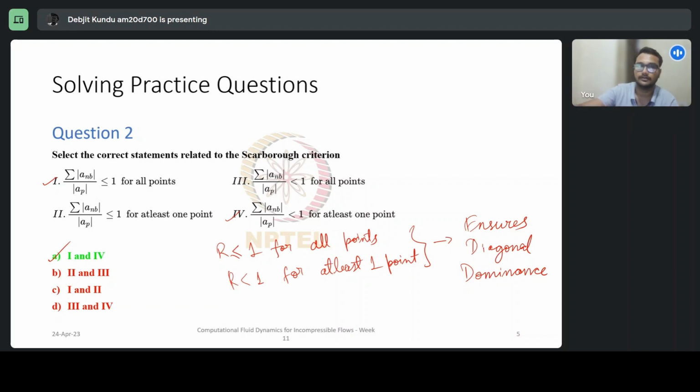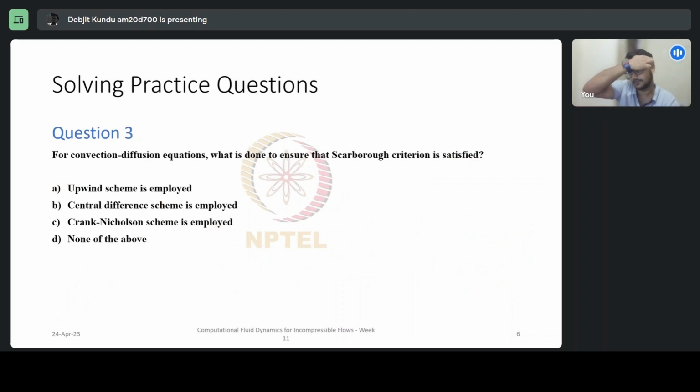Alright. So we will move on to question number 3 of today's session, which is asking us that for convection diffusion equations, what is usually done to ensure that the Scarborough criterion is satisfied? There are certain steps which are taken to ensure that we do satisfy it. What is that? Is it option A, upwind scheme is employed? Option B, central difference scheme is employed? Option C, Crank-Nicolson scheme is employed? Or option D, none of the above?